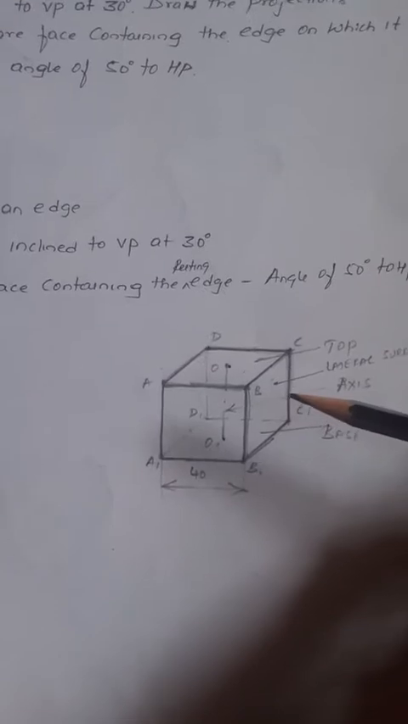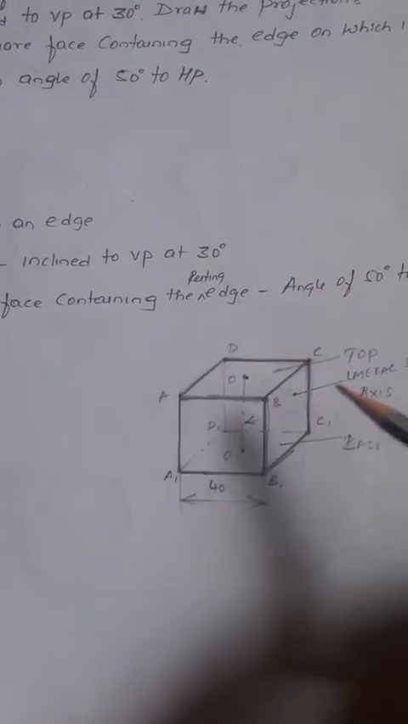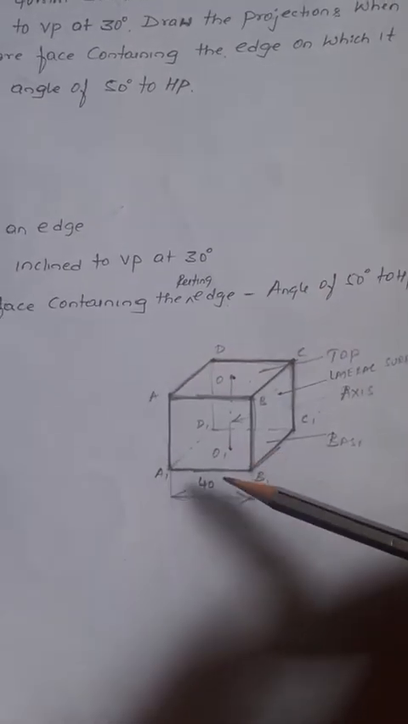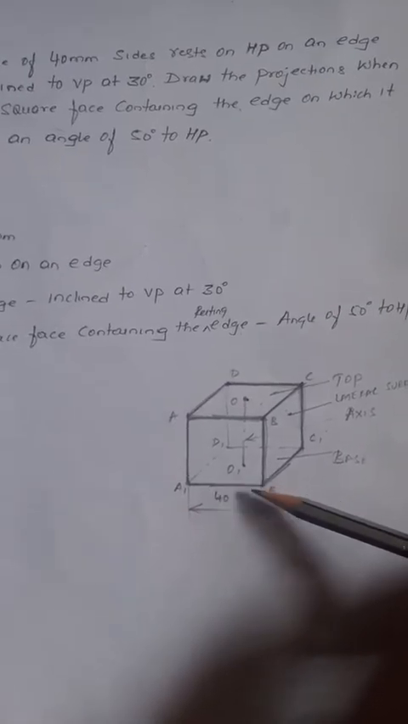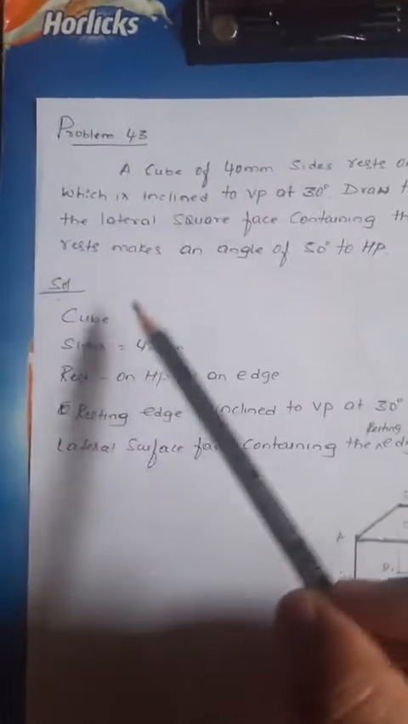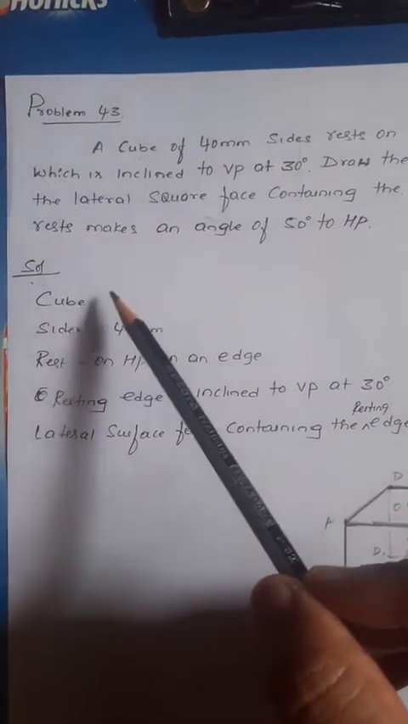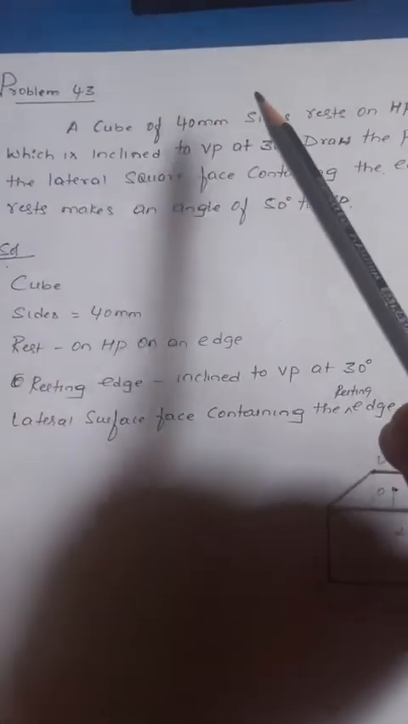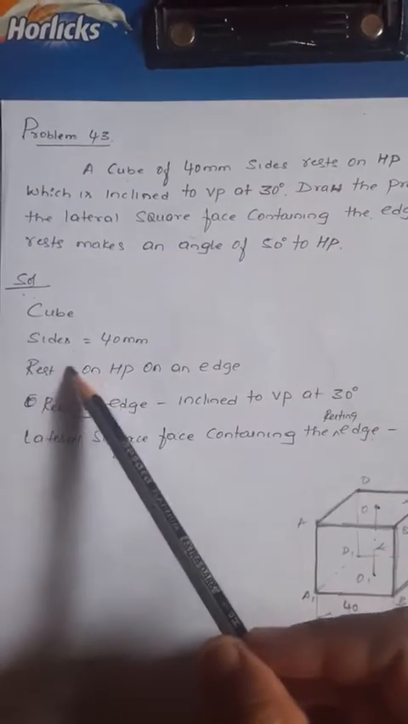All sides are equal, right? What is the size given? 40, right? Okay. The type of solid given is cube, or is called as hexahedron. Side is how much? 40.